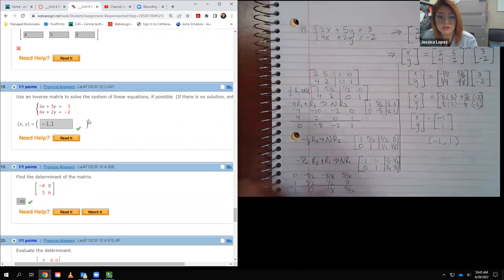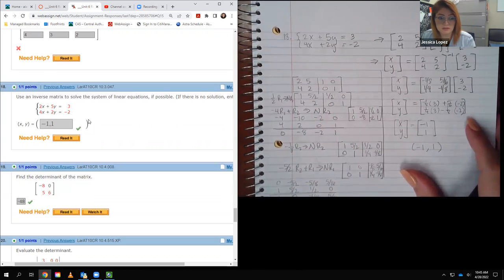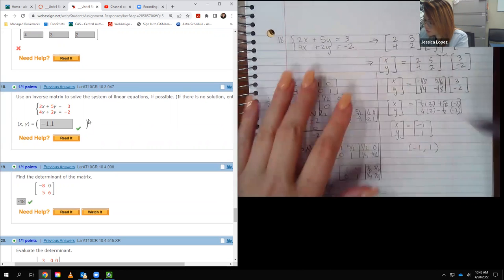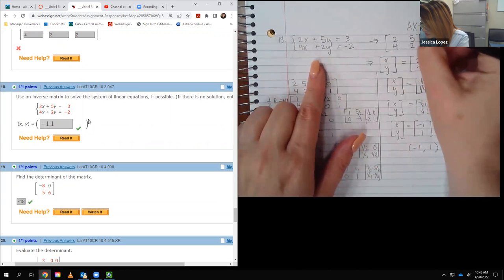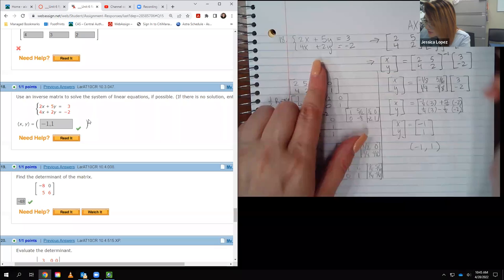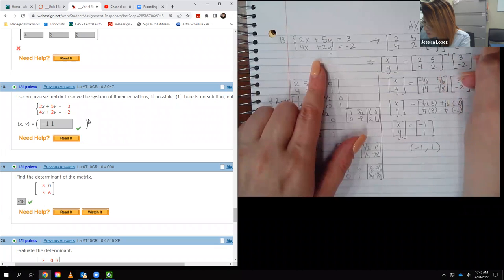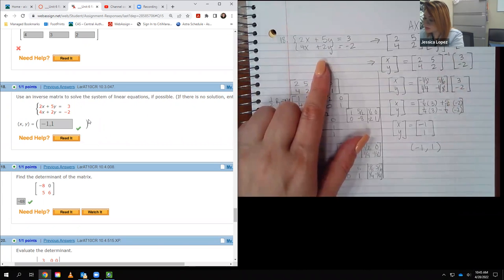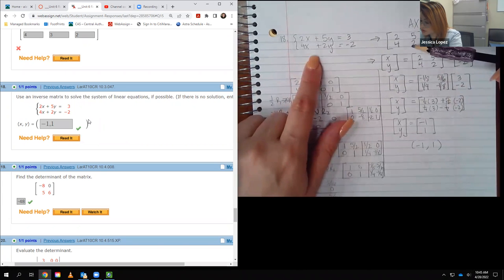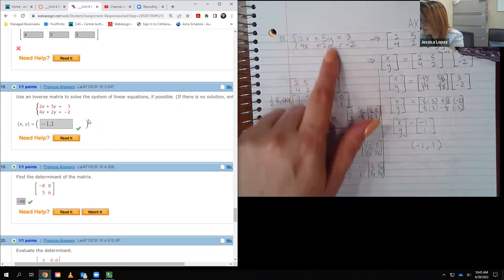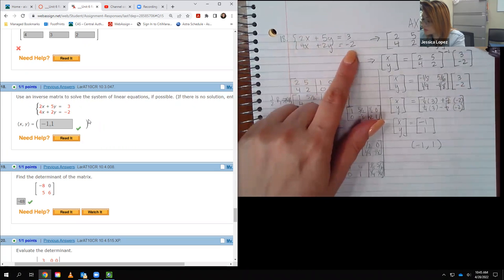Number 18 says use an inverse to find the solution of the system. So I put it in its equation form, the AX equals B form, because I know that leads to X equaling A inverse B. So I wrote A, which is the coefficient matrix, times X, which was the variable matrix. The variables are X and Y, equal to B, which is the constant matrix.